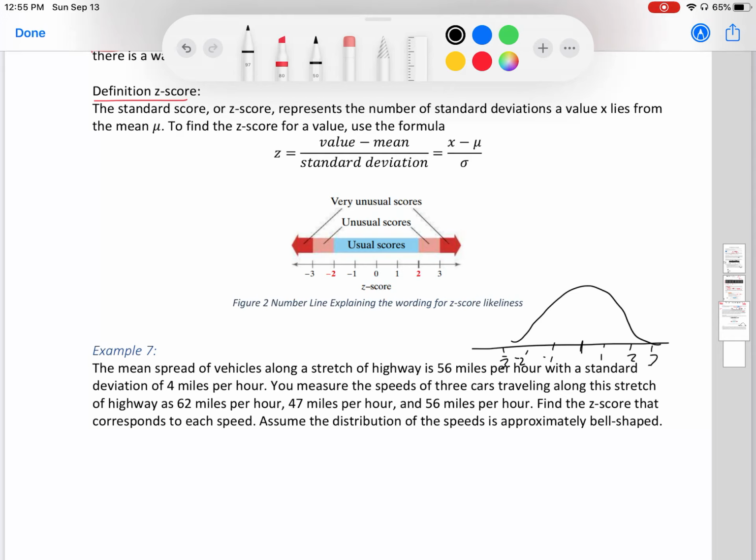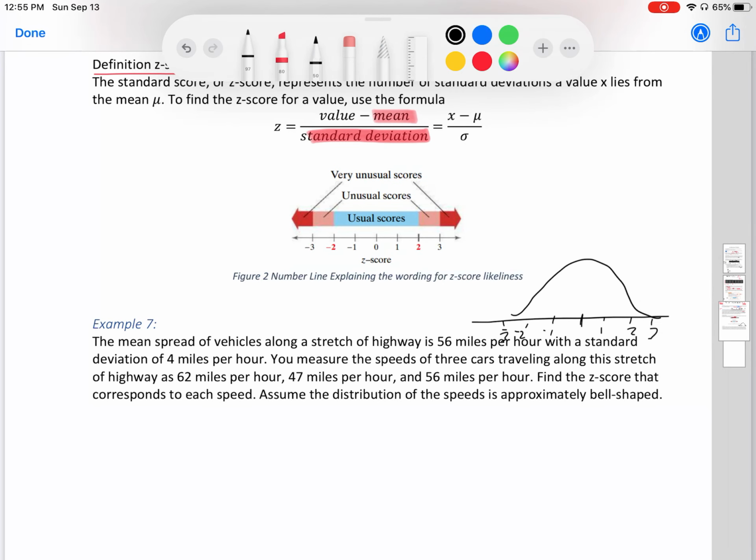Okay, so when you're working with these scores, you want the mean and the standard deviation. You're also going to be given an extra number to compare it to. Okay, so let's label these pieces. These pieces are important. What is our mean? And what is our standard deviation? Our sigma. Okay, so the mean speed of vehicles along a stretch of highway is 56 miles, with a standard deviation of 4. Okay, there we have it.